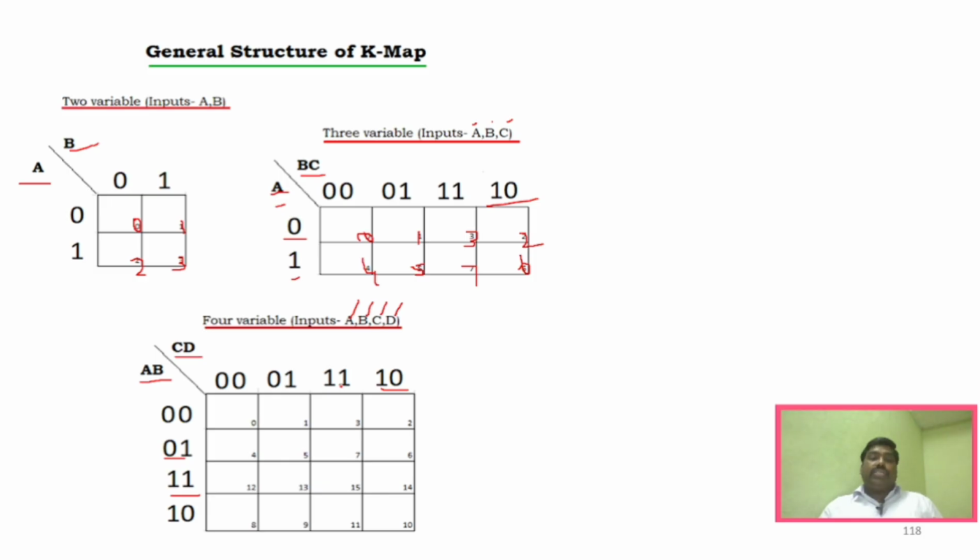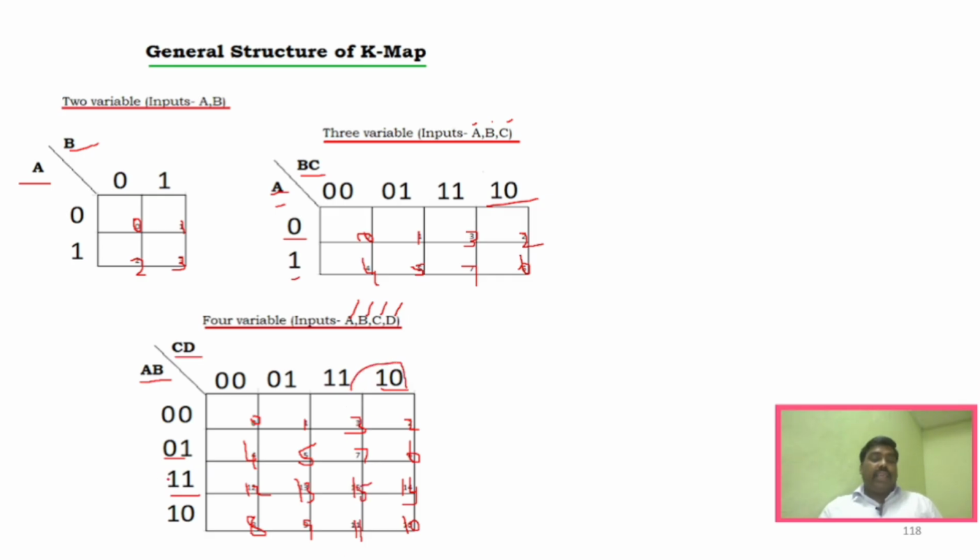Similarly, the positions should also be noted here. So it's 0, 1, 2 and this is 3. Similarly, this is 4, this is 5, this is 6 and this is 7, and this is 8, this is 9, this is 10, this is 11 and this is 12, this is 13, this is 14 and this is 15. You have to understand there will be a change here, right?